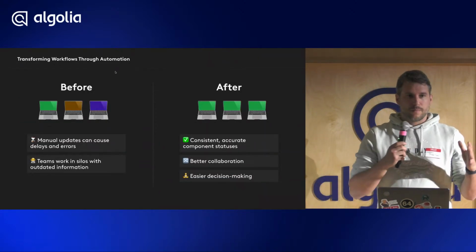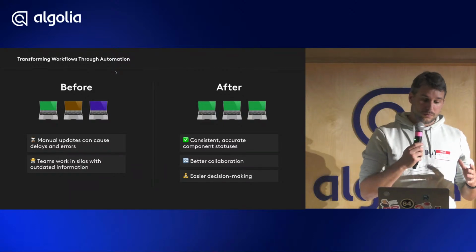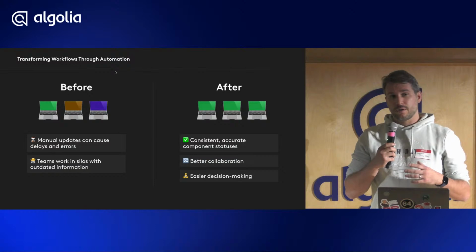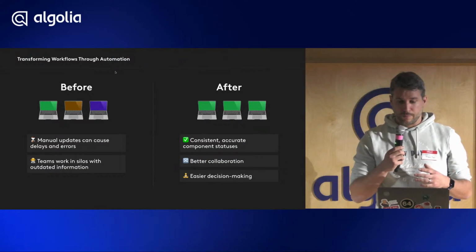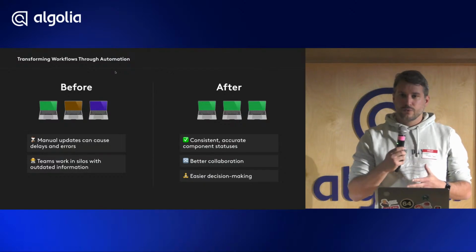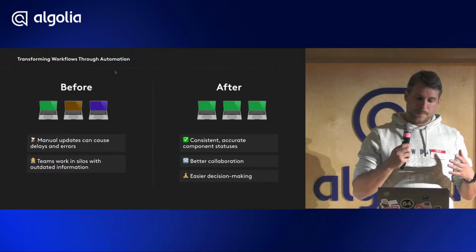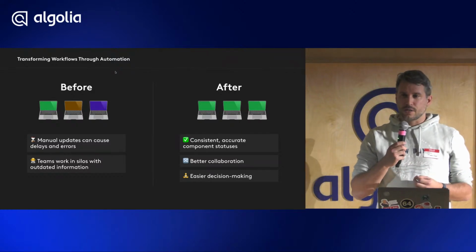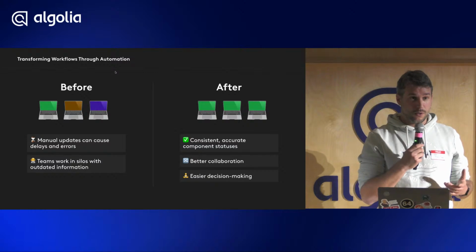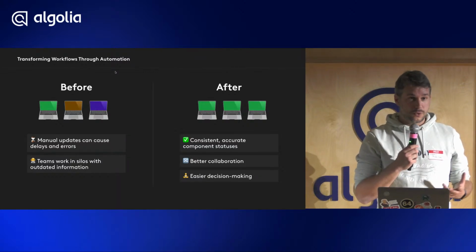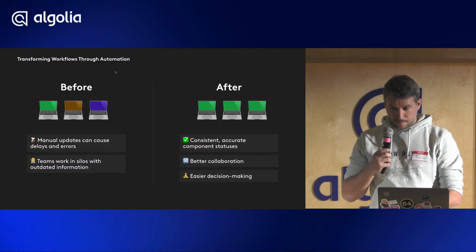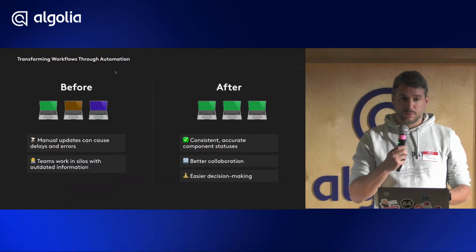We can compare the two workflows here. Before, we have manual updates that can cause errors and delays, and teams working in silos with outdated information, complex and prone to mental loading. After, we have consistent and accurate component statuses, and better collaboration. If we all talk the same language, we all understand each other, and as we talk the same language, it's easier to make a decision. But it's really beautiful on paper.